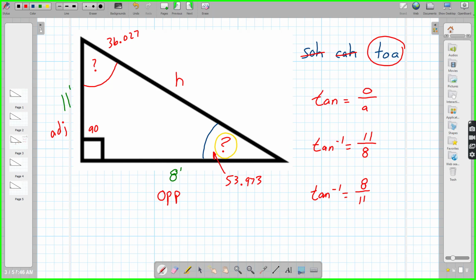All right, so now if I would add it up, because remember this one's 90. So if I add these up, so the 36.027 plus 53.973, that's 90, plus 90 more, that gives me 180, right? And we know that those triangles should always add up to 180. There's always 180 degrees in there.